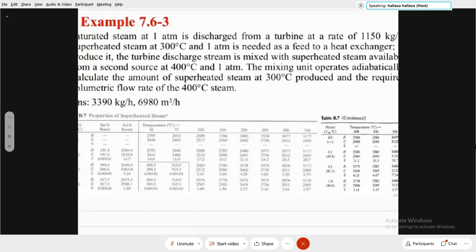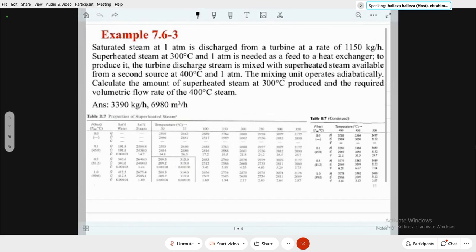Okay. Again, this question is not straightforward, but it looks the same as the previous example. Actually, it's a mixer. It's not a boiler. The previous example was a boiler, but this one is a mixer. Let's look at the question.